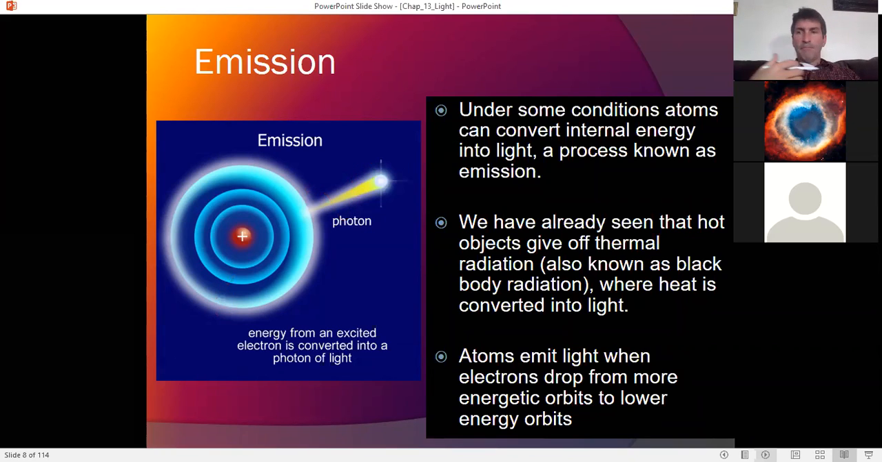So absorption and emission are the two most important interactions that light can have with atoms. We can absorb light, in which case we convert light into another form of energy, or we can emit light, where we take something energetic. Usually we use electricity to make the atoms energized, and then the electrons of the atoms will go from their energized level, dropping to a lower level. Okay.